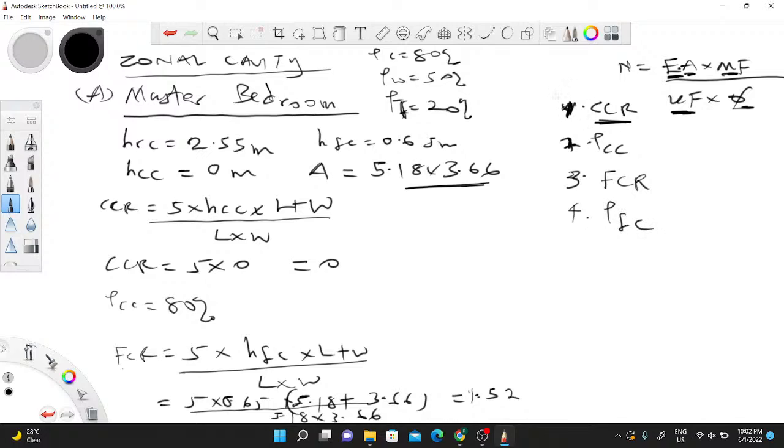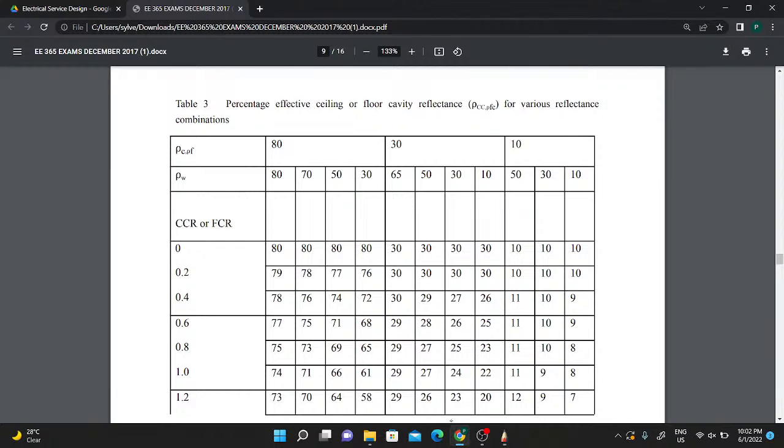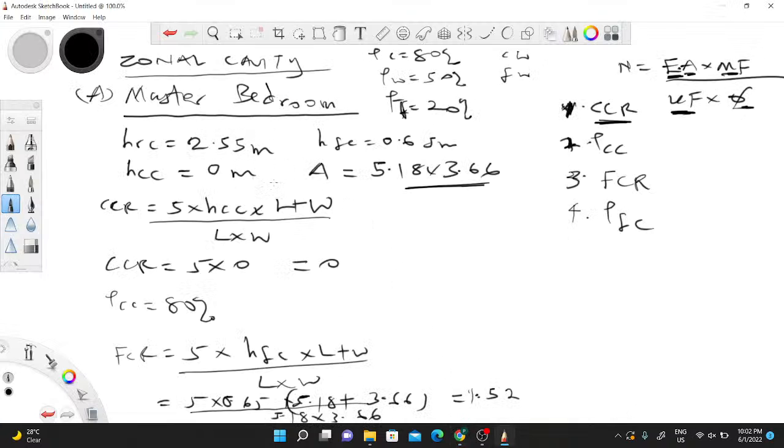So I said first you do for ceiling and wall. Now you come and do for floor and wall. So now you have to find your row FC using that same table. With a row floor, they give us the reflectance of the floor to be 20, right? 20. So we come to the table.